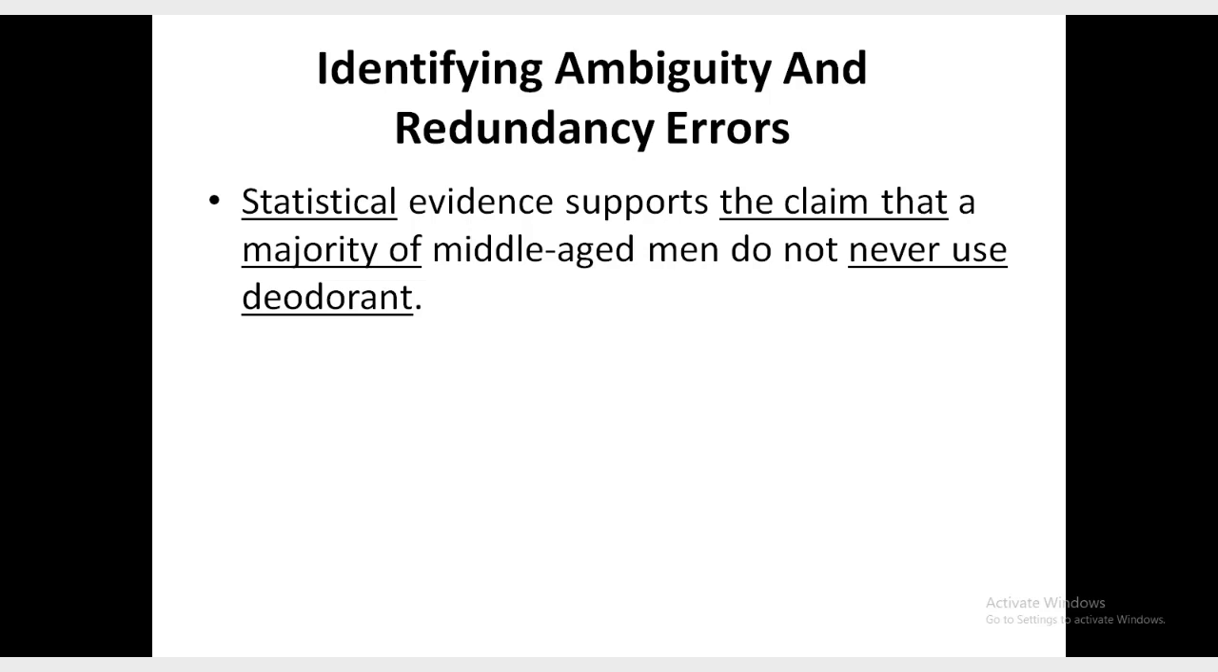So what you've said is completely correct. You have two negatives here. The sentence has a double negative, which we call redundancy. The corrected sentence reads: how should I say it correctly in this case? Could anybody help me, please? Hanan, how could I paraphrase this sentence in order to eliminate one of the negative parts? Statistical evidence supports the claim that the majority of middle-aged men never use deodorant. Exactly. Or I could say do not use deodorant. Yes, thank you for your help.